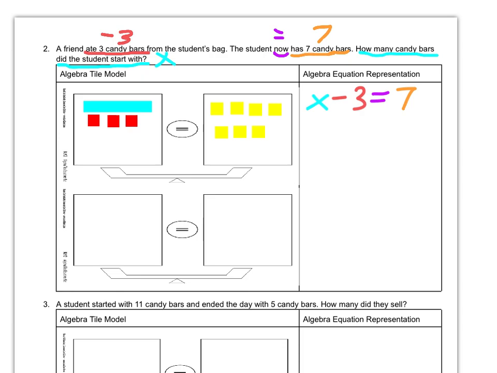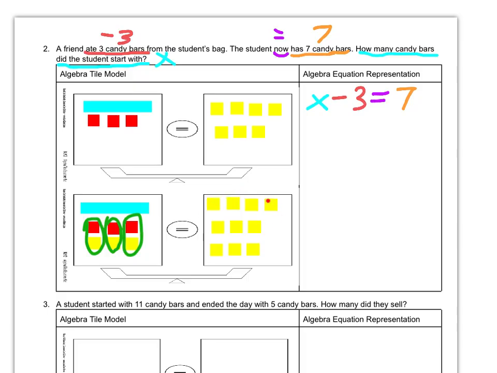And now our goal is, again, to figure out how much did the student start with. So we need to get just x on this side. So what can I do with this -3 over here? How could I get rid of those -3s? Well, what we can do is we can add 3 on this left-hand side. If I add 3, what that does is it zeroes out that left-hand side, leaving just x. And of course, if we add 3 on the left, we have to add 3 on the right.